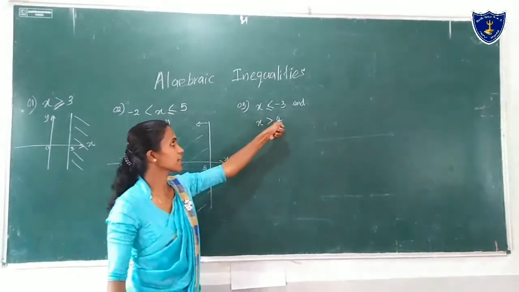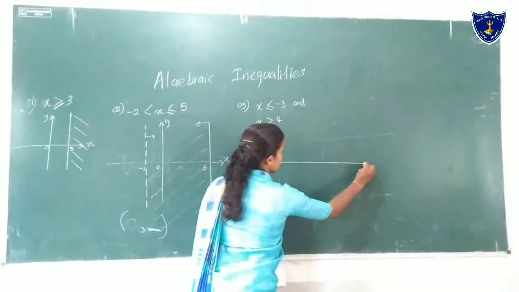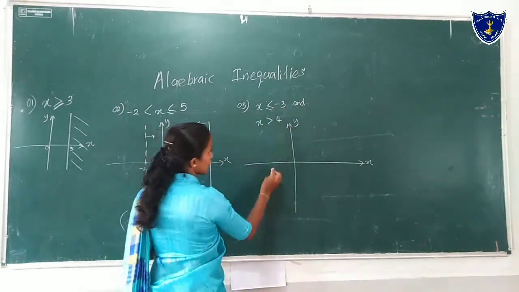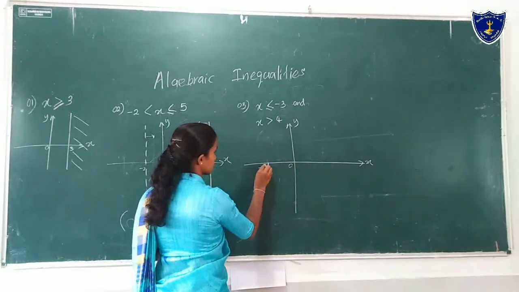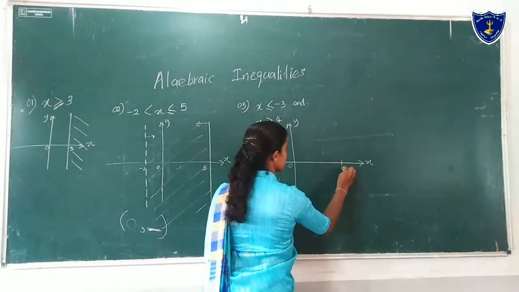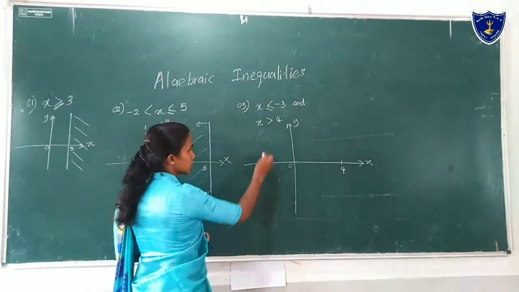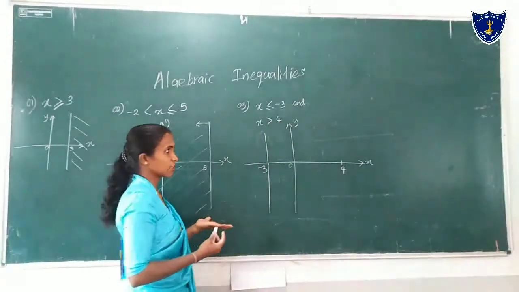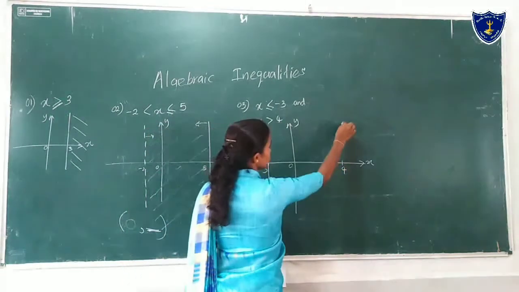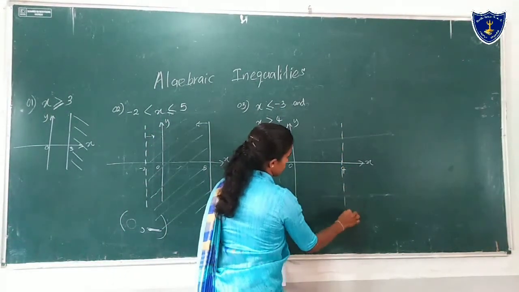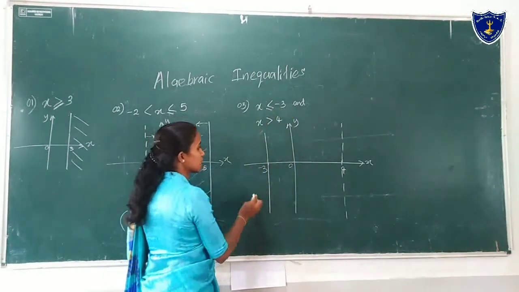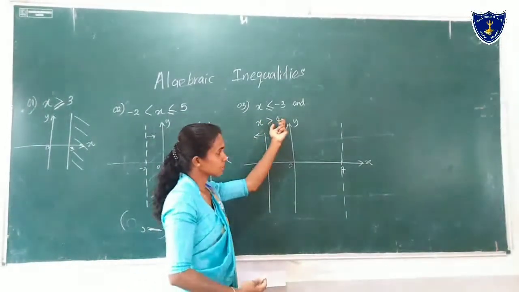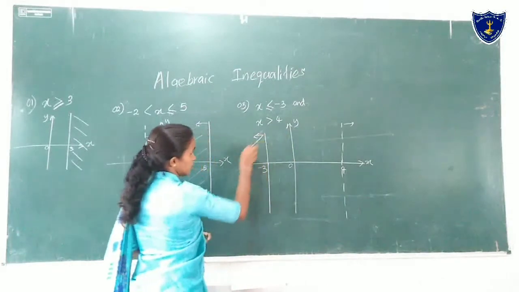Negative 3 and x greater than positive 4. Negative 3, positive 4. x equals negative 3, so you have to draw a straight line segment. Here x greater than positive 4, so draw a dotted line. x less than or equal to negative 3, in this direction. Here x greater than positive 4, you have to take this direction. So these are the regions.